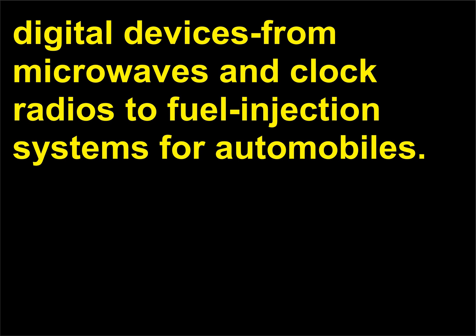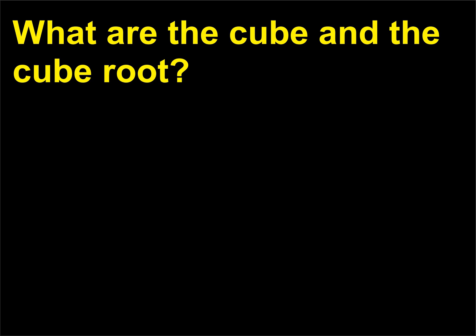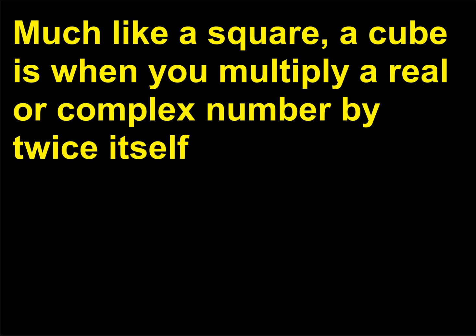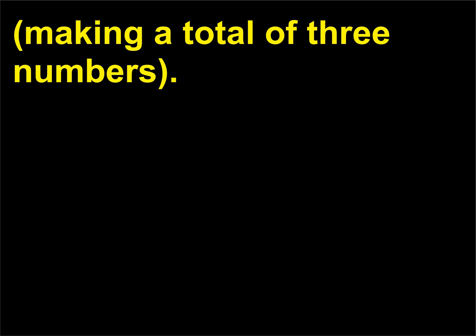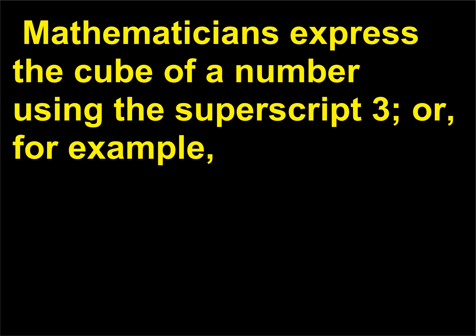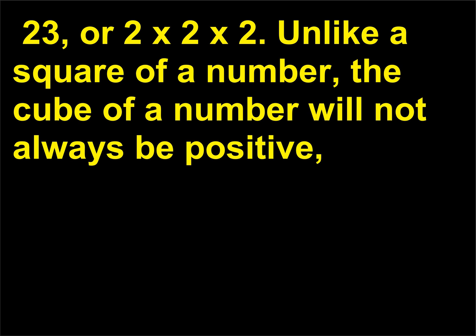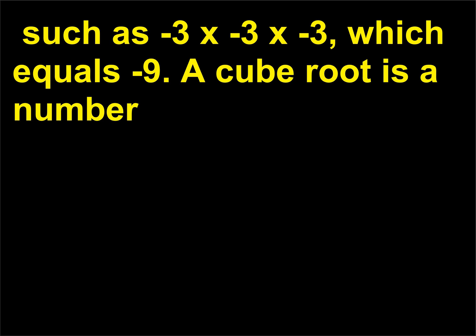What are the cube and the cube root? Much like a square, a cube is when you multiply a real or complex number by twice itself, making a total of three numbers. Mathematicians express the cube of a number using the superscript 3, for example, 2^3, or 2x2x2. Unlike a square of a number, the cube of a number will not always be positive, such as -3x -3x -3, which equals -27.